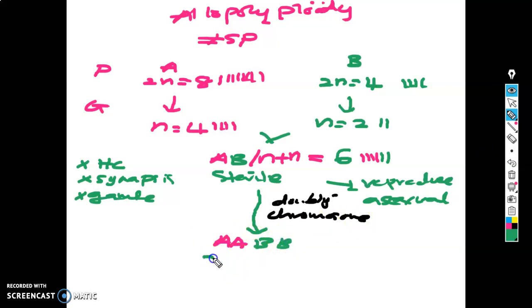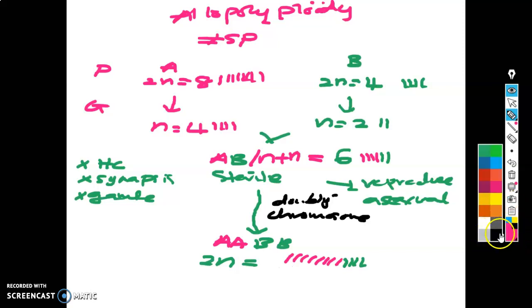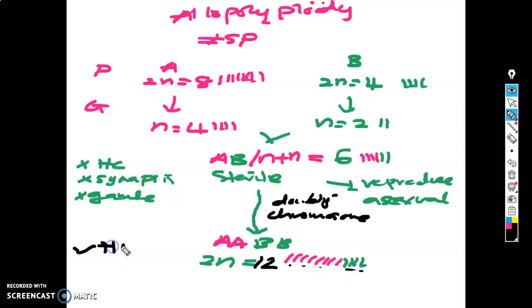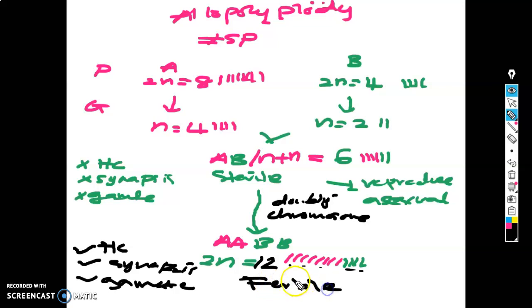This produces 2n individuals whose chromosome number increases: 1, 2, 3, 4, 5, 6, 7, 8, and so on, meaning they have 12 chromosomes. These 12 chromosomes have homologous chromosomes, here and here, all having homologous partners. This means they can undergo synapsis, can undergo meiosis, and can produce gametes. This is called a fertile individual.